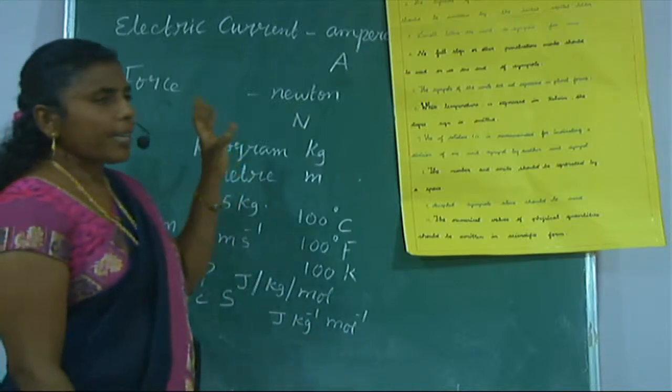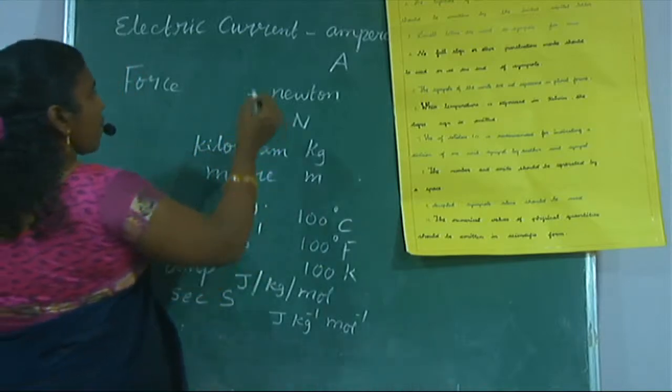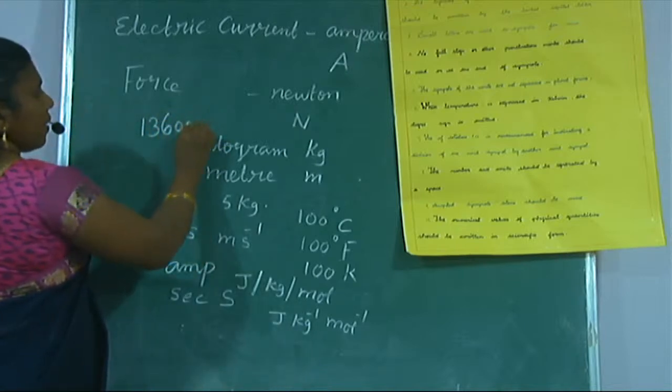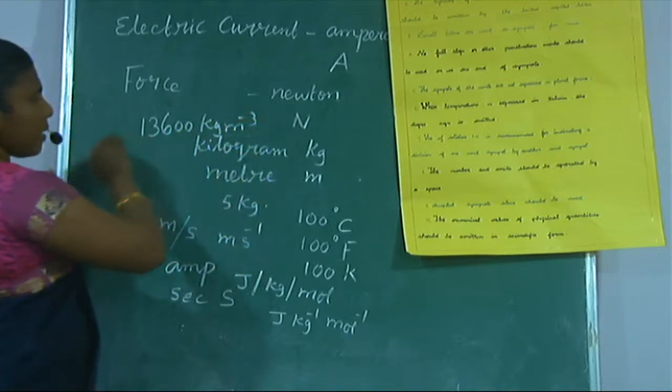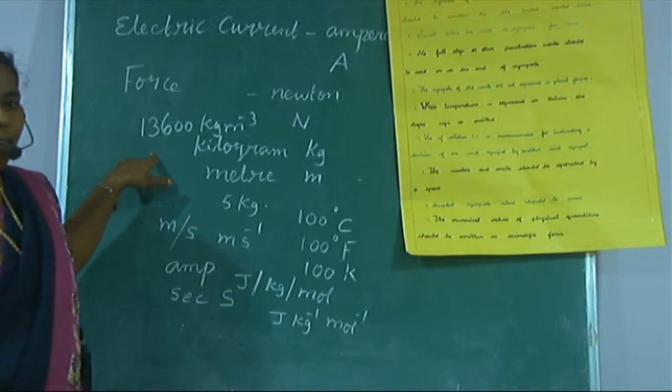Next, numerical values. Suppose the density of mercury. What is the density of mercury? 13,600 kilogram meter power minus 3. This is the density unit. So the density of mercury, what is the value?